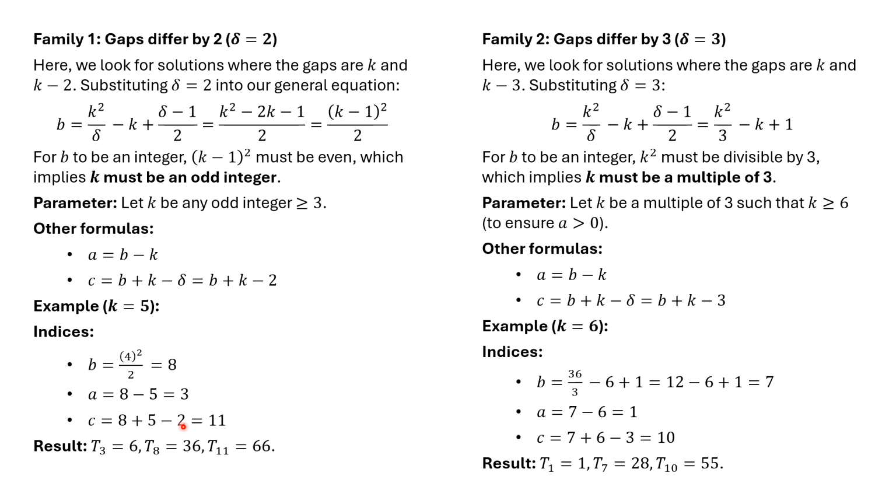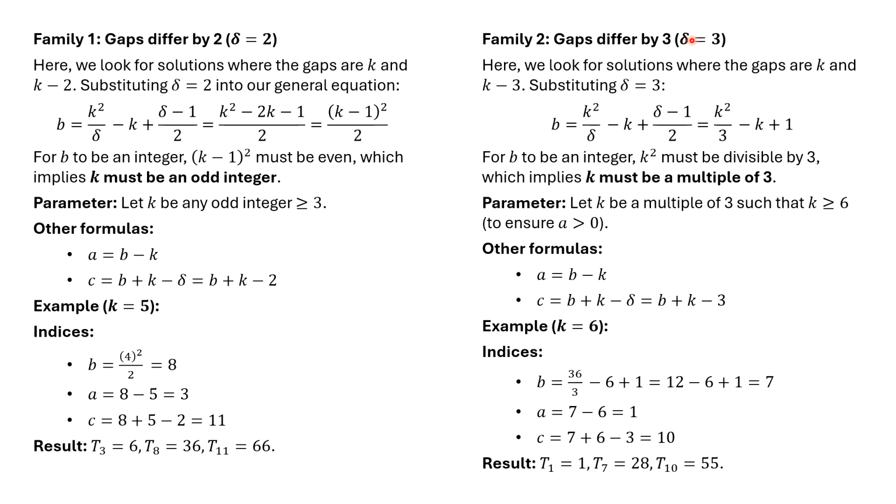2. And then we can plug in our numbers into the triangular number formulas. So we have t sub 3 is 6, t sub 8 is 36, and t sub 11 is 66. And you notice the difference here is 30, and the difference here is 30. So we get another solution.